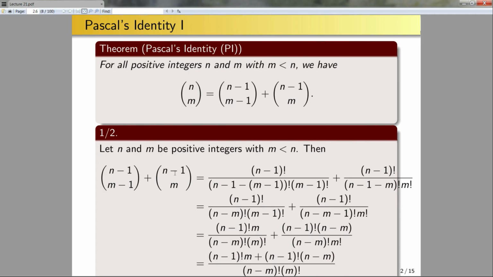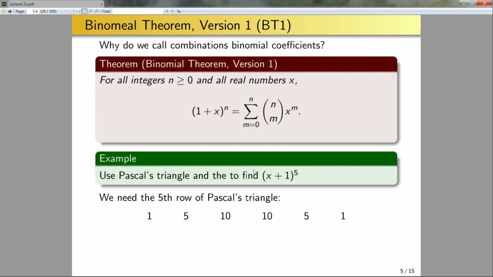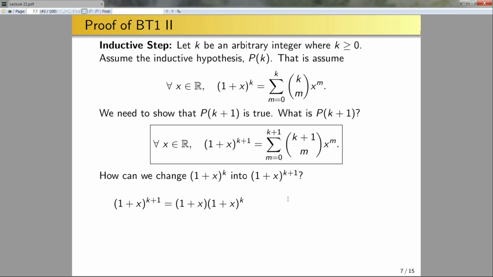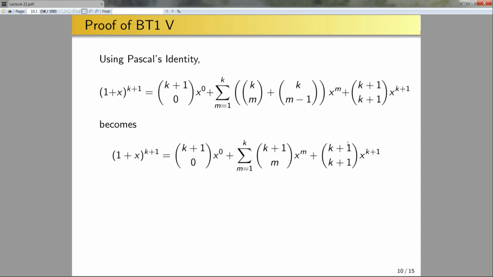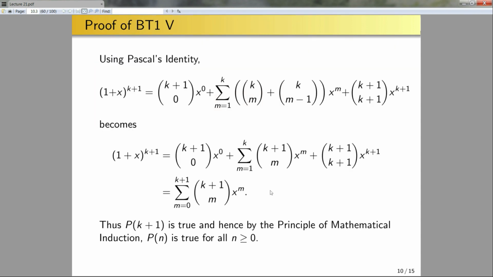That's explicitly what I do in the rest of these slides here. So there's a little bit of carryover to put it into slide form, but yeah. So from there, thus p sub k plus 1 is true, and hence by the principle of mathematical induction, p sub n is true for all n greater than or equal to 0.